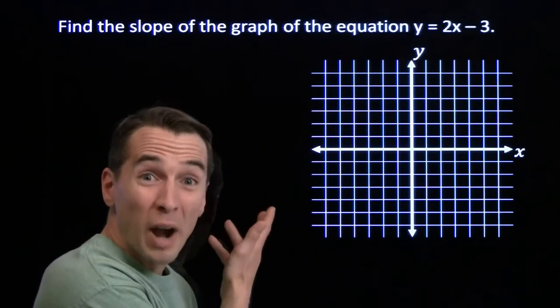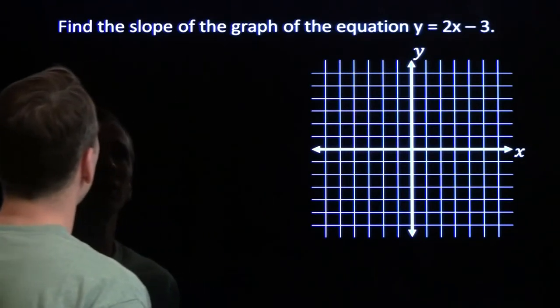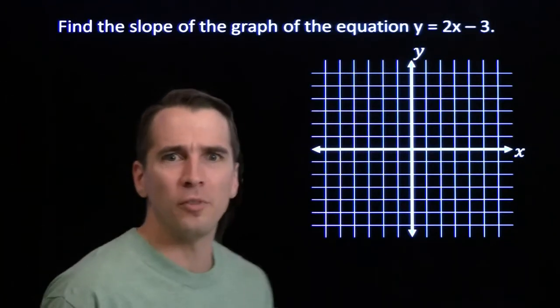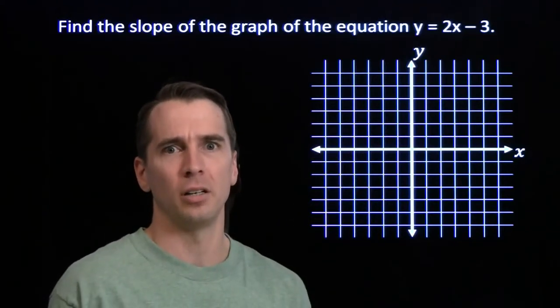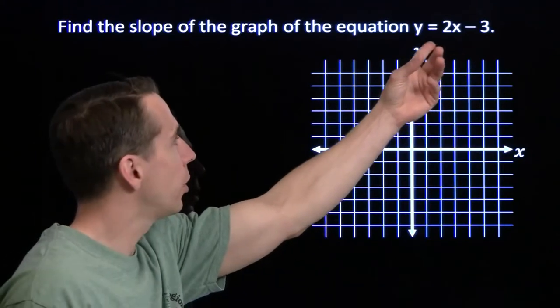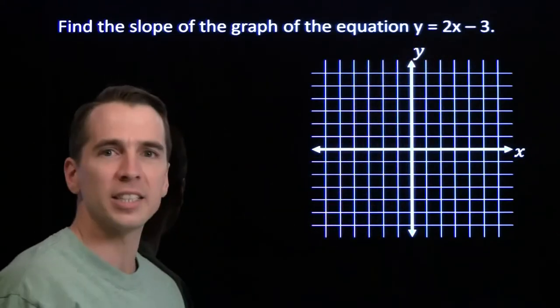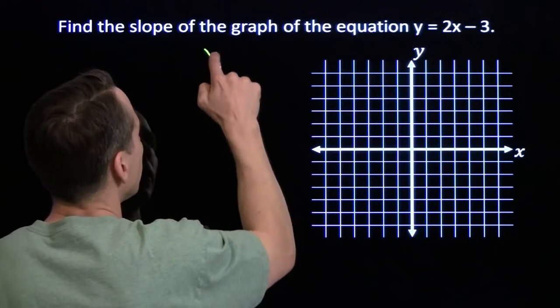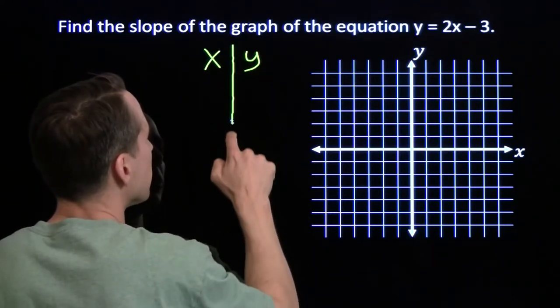Find the slope of the graph of an equation? I only know how to find the slope of a line if I'm given 2 points on the line. Hey, wait, that gives me an idea. I can just find points that are on this line by finding values of x and y that satisfy this equation. Keep track of them in a little table like this.